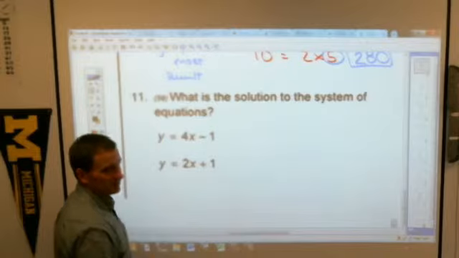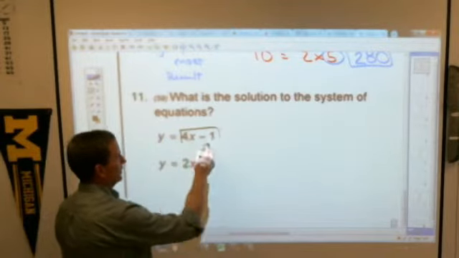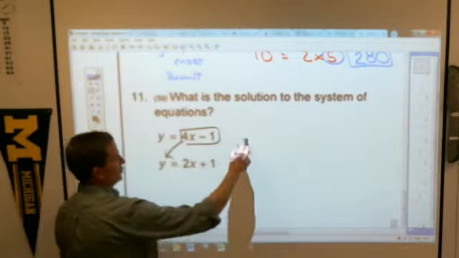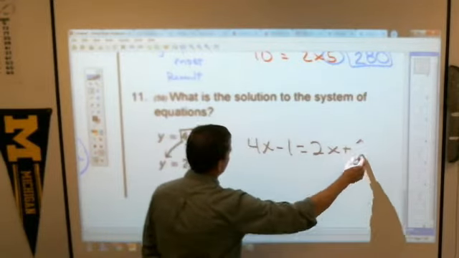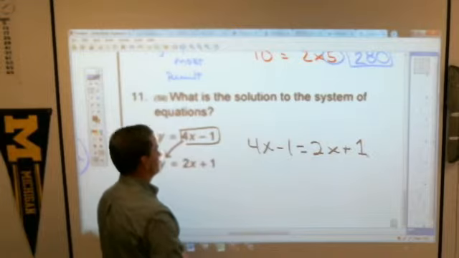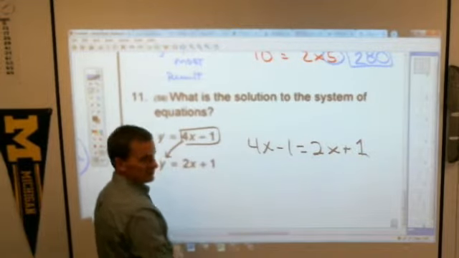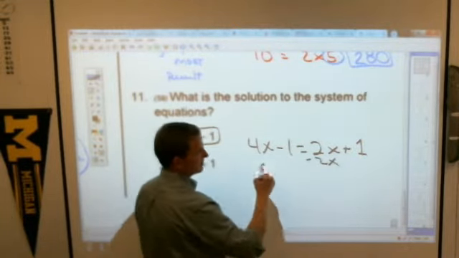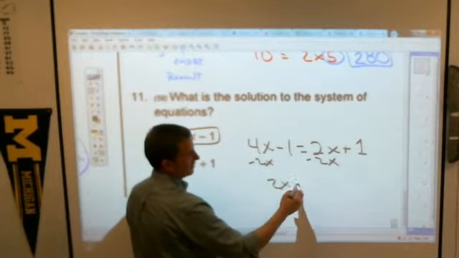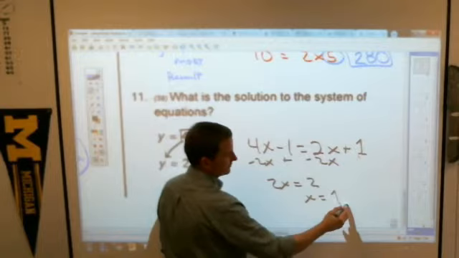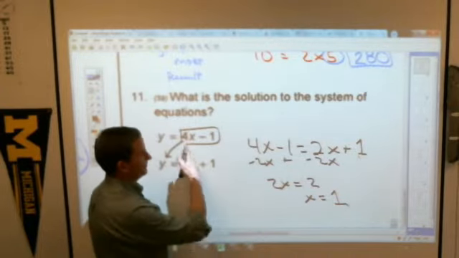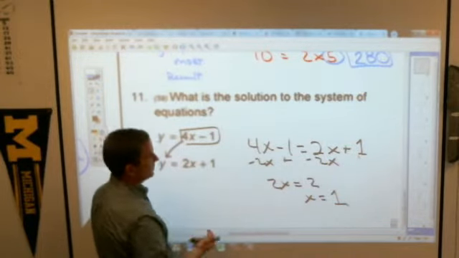If you did substitution, you would just plug this into that y there. I guess you could do it as 4x minus 1 equals 2x plus 1. I did elimination. I don't know why I would do that. Look how easy this would be. Subtract 2x, you get 2x, add 1, 2x equals 2, x should equal 1. And then y equals 3.